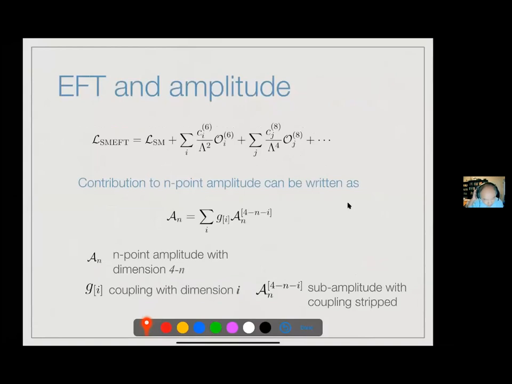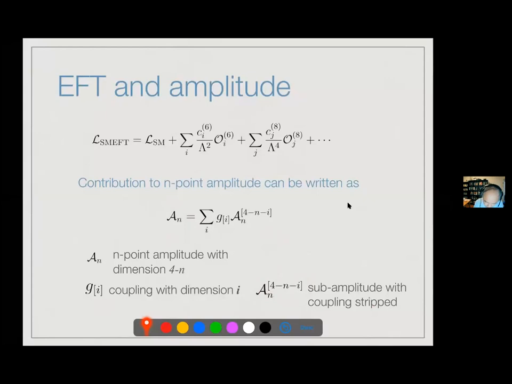Okay, so let's connect with the EFT contribution to this kind of amplitude. The SMEFT Lagrangian is of this generic form, expanded in terms of dimension six operators, dimension eight operators, and so on. The contribution to the n-point amplitude can be generically written like this. This is a very generic statement. G_i here is a coupling with dimension i. The ones in the square brackets denote the dimension of the object. And an n-point amplitude has a dimension of 4 minus n. This is the subamplitude with the coupling stripped, because the total dimension has to add up to 4 minus n, it will have this dimension.